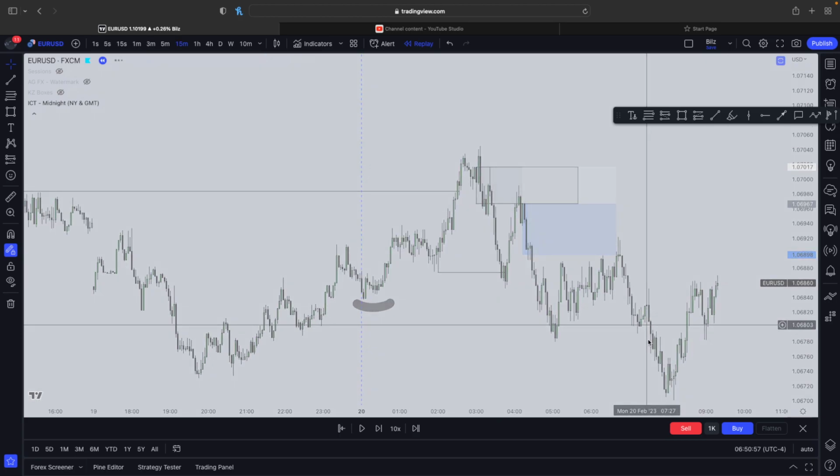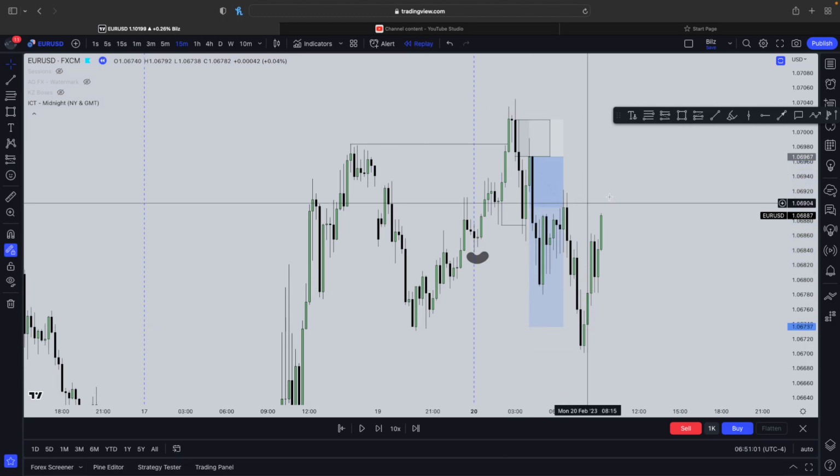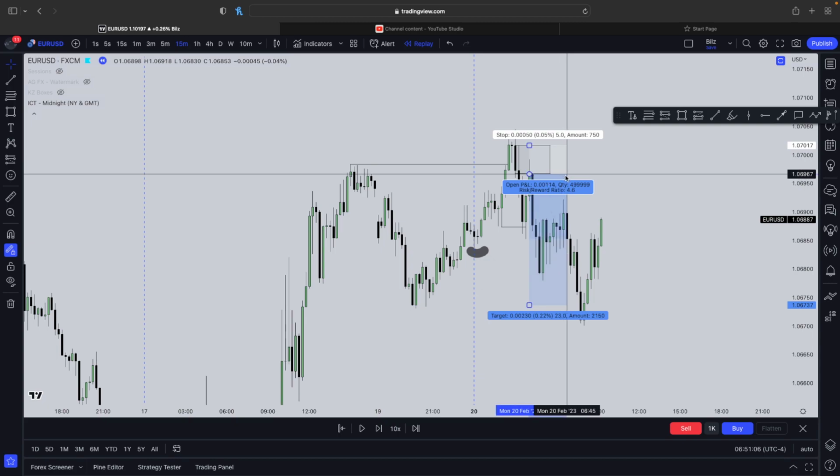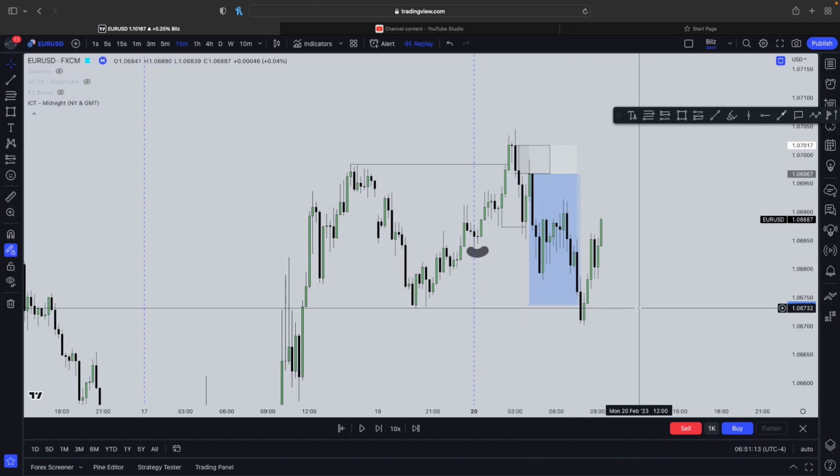Then where you're going to target is a set of 15-minute lows. Okay, so right here, boom. Just the lowest point right here, and I wouldn't go for anything less than a 1 to 2.5 RR. 1 to 5 is perfect. Okay, and there you go, entry right here, exit right there, and as you can see, it's very nice.